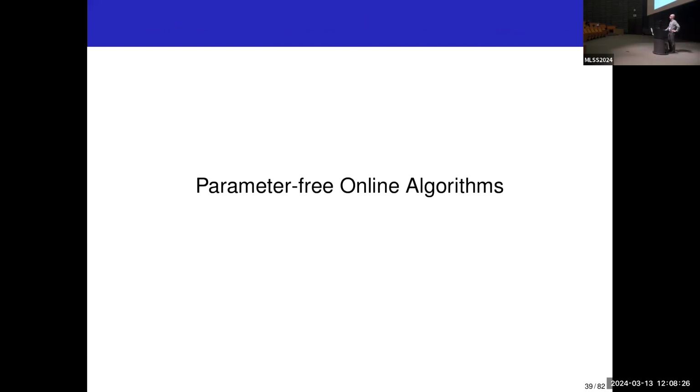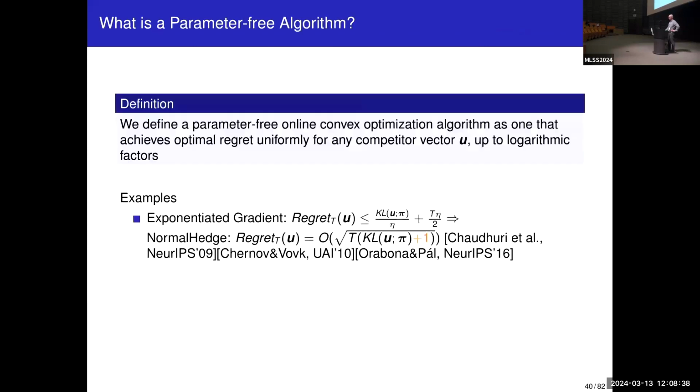So now let me move to a class of algorithms in which this problem is not there. We found a way to remove the fact that you should know the future or something about U. So we define this class of algorithms, we call them parameter free. So what do we mean by that? In a not very precise way, let's define a parameter free online convex optimization algorithm as one that achieves the optimal regret uniformly for any competitor U up to logarithmic factors. Okay? So for any competitor U, you should get the best possible regret, as if you tuned your learning rate with the knowledge of U.